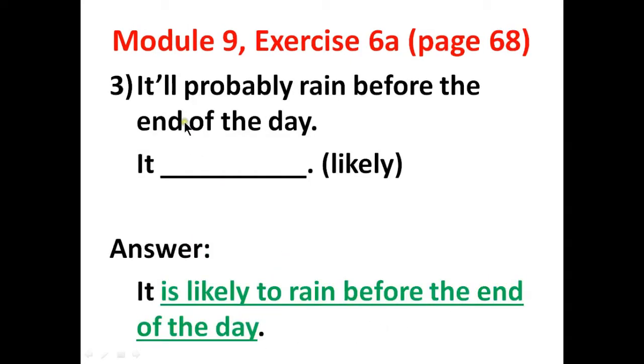Number 3, it will probably rain before the end of the day. It means there is a chance for rain. It may be, it may not be. But the word is written probably. It means something is likely to happen. Now you will start a sentence with it, and the rest of the sentence must be done by you using the word likely. It is likely to rain before the end of the day.